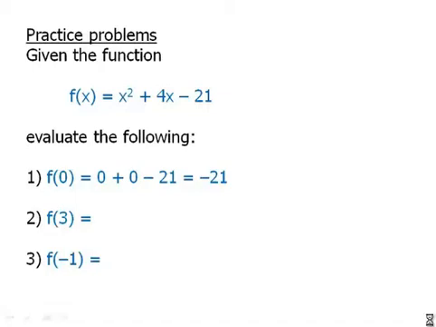F of 3, when we plug that in, we get 9 plus 12 minus 21. All that cancels and we wind up getting 0. So f of 3 equals 0. That is one of the roots of the function, one of the values that makes the function equal 0. When we plug in x equals negative 1, we get 1 minus 4 minus 21. When we add all this up, we get negative 24. And so this is the value of the function.